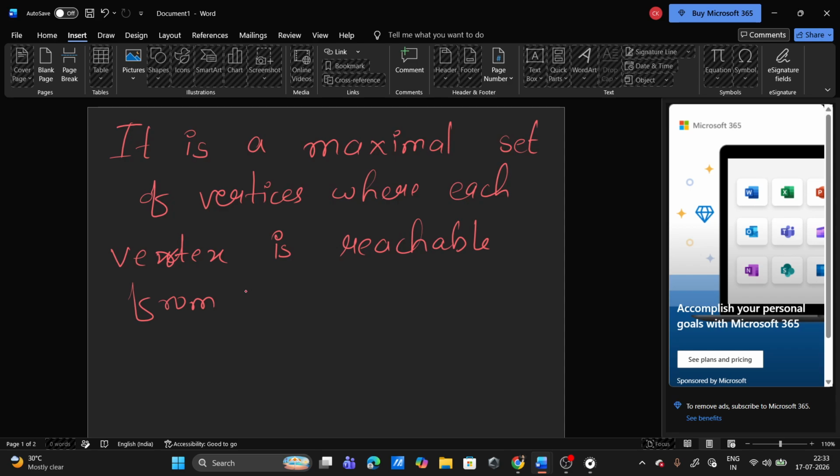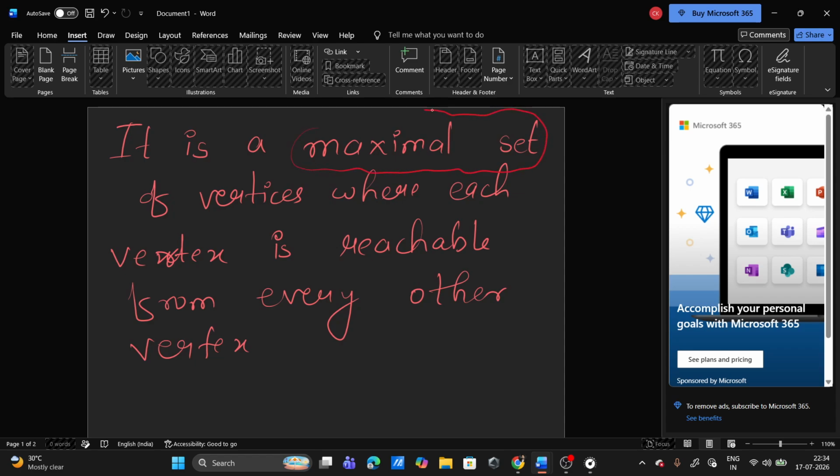I know my writing is not very good, though it is good on paper, but I'm not sure why I'm unable to write with that beautiful handwriting over here. Is reachable from every other vertex.